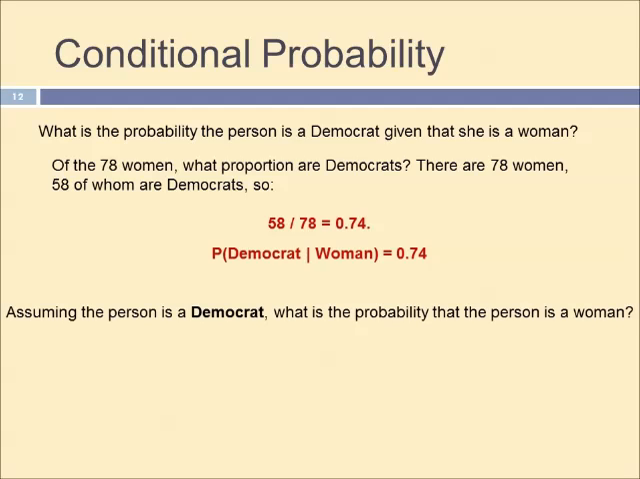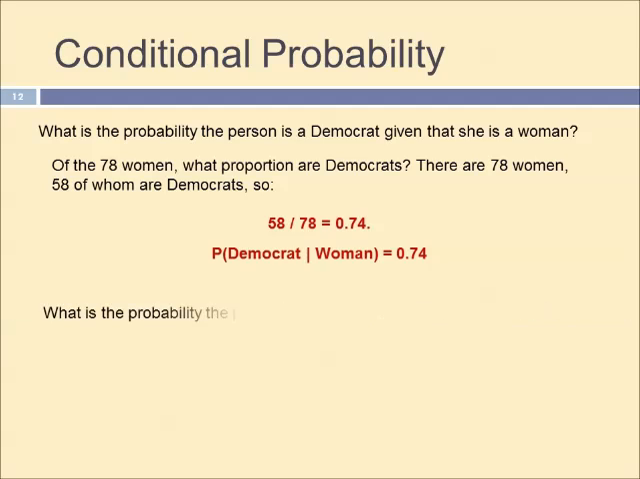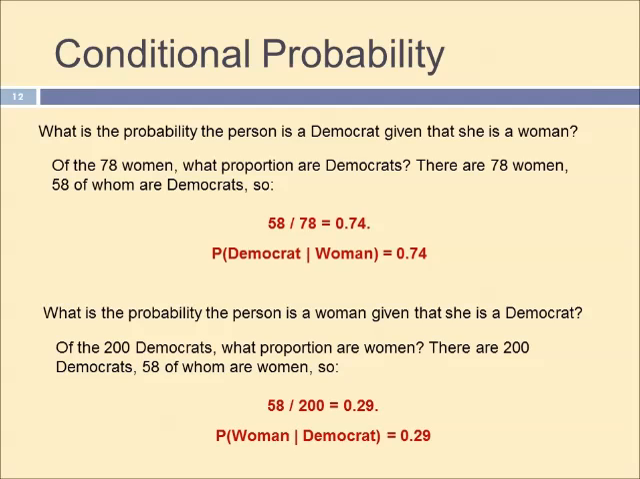In the second problem, we asked, assuming that the person is a Democrat, what is the probability the person is a woman? We can ask that question a little differently as well: what is the probability the person is a woman, given that she is a Democrat? So the condition is that she's a Democrat. That's the given. And again, we can calculate the probability here. Notice it's basically the opposite of the question above. This is the probability a person is a woman, given that the person is a Democrat.